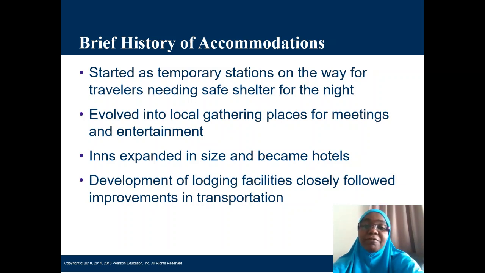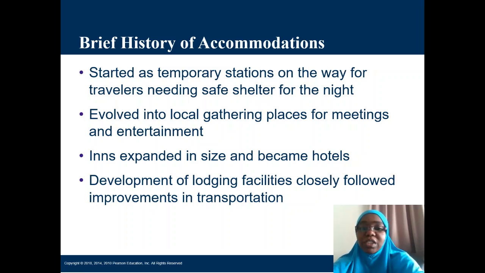And this later evolved into local gathering places for meetings and entertainment. Apart from the fact that these lodging facilities were used as shelter, they were later advanced to become places for gatherings, meetings and entertainment. So this is another development in the accommodation part of the tourism industry.